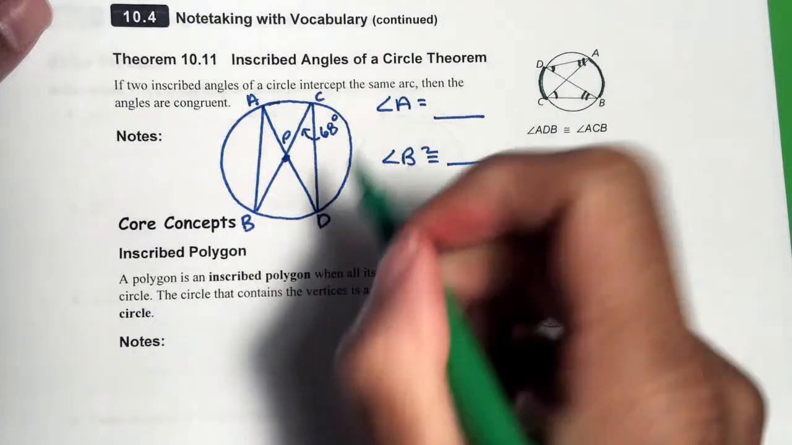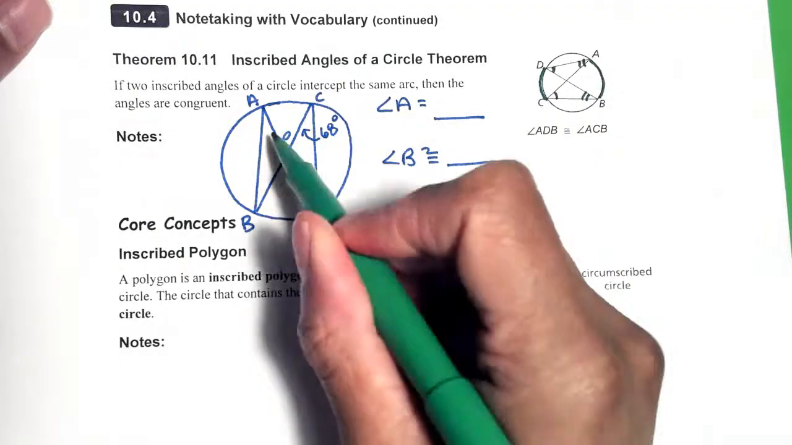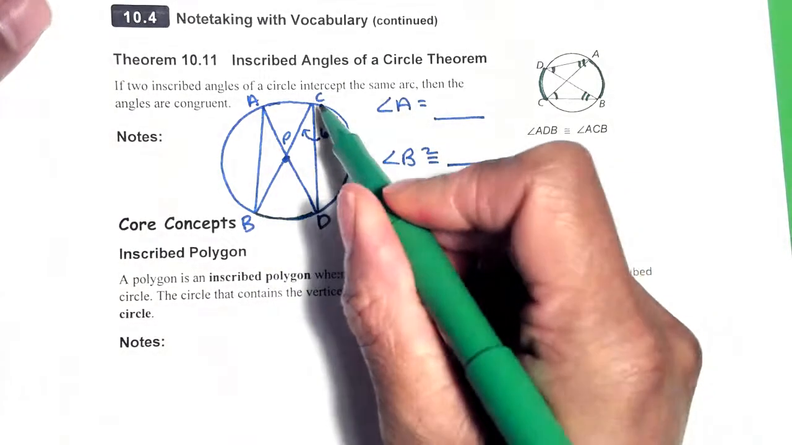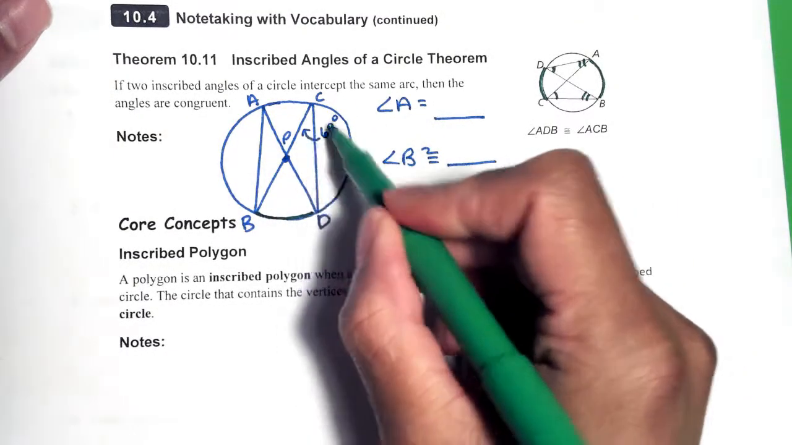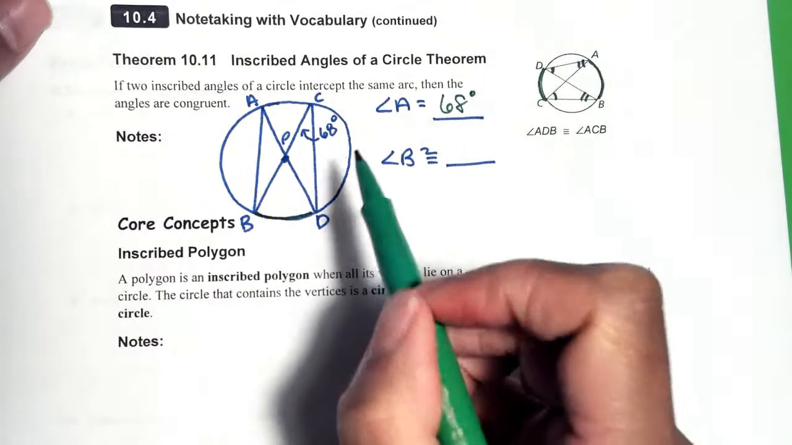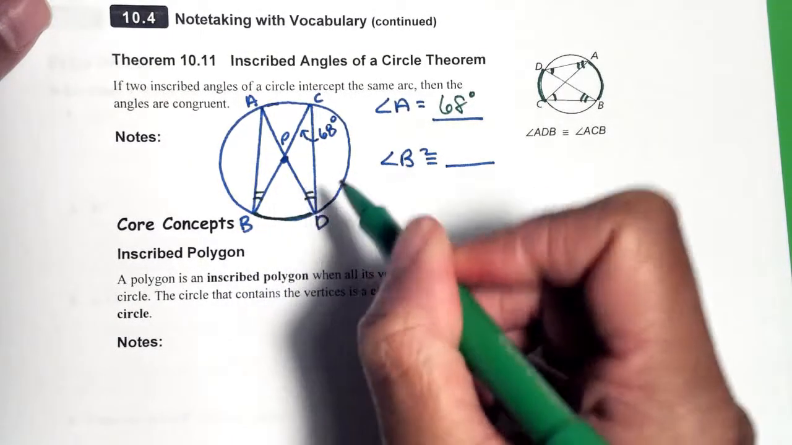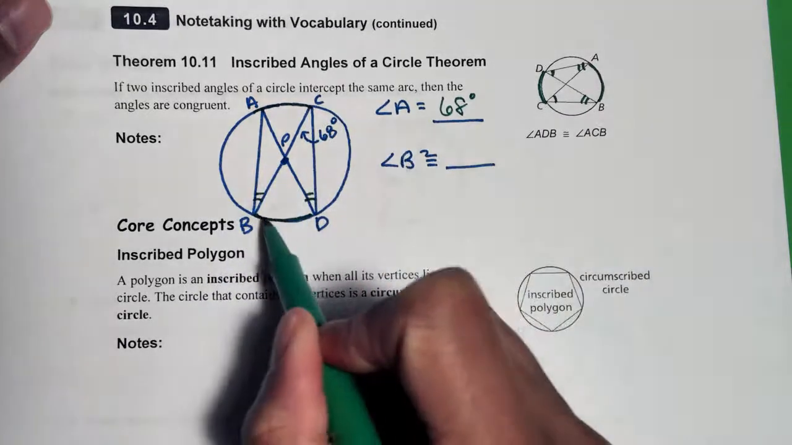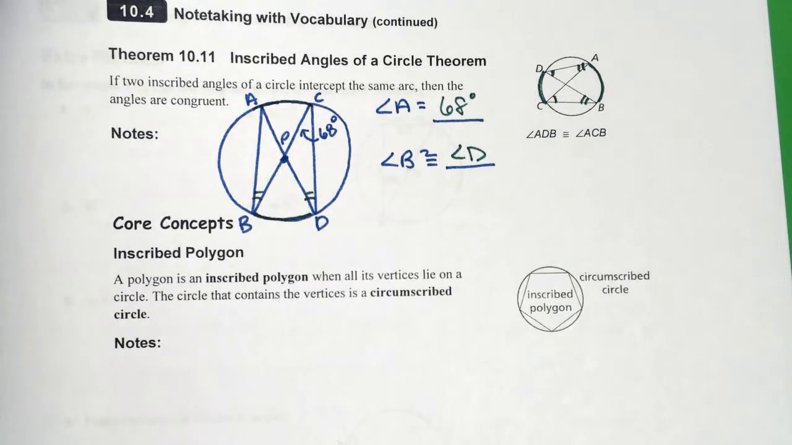So in this case, for our first example, we want to find angle A. Well, angle A's intercepted arc is BD, and C's intercepted arc is BD as well. If angle C is 68 degrees, that means angle A must also be 68 degrees. And for the other pair, their angles' intercepted arc is AC, so that means angle B must be congruent to angle D. Okay, and that is one of the theorems in 10.4 on inscribed angles of a circle.